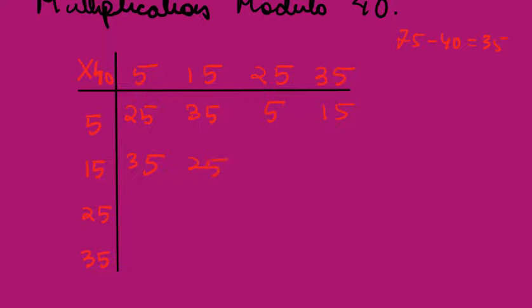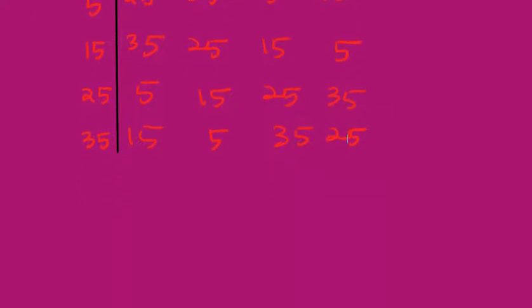This is 25. This will be 15 here, this will be 5, this will again be 5, this will again be 15, this will be 25, this will be 35, this will again be 15, this will be 5, this will be 35, and this of course is 25. Now let us go ahead and part by part find out the different properties.